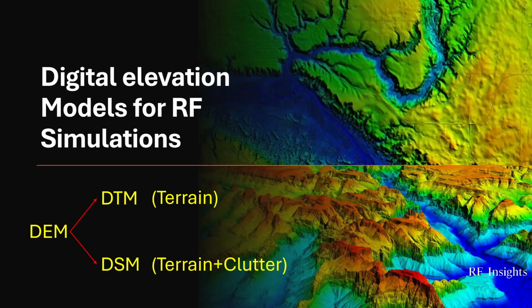Common DEM types include DTM, or digital terrain model, which represents bare earth elevations without vegetation or buildings, as well as the other model called DSM, or digital surface model, which includes terrain data plus the clutter, for example buildings and vegetation as well. So these digital elevation data could have different resolutions, from sub-meter accuracies for very high accuracy data sets to 30 meter and 90 meters are common as well.